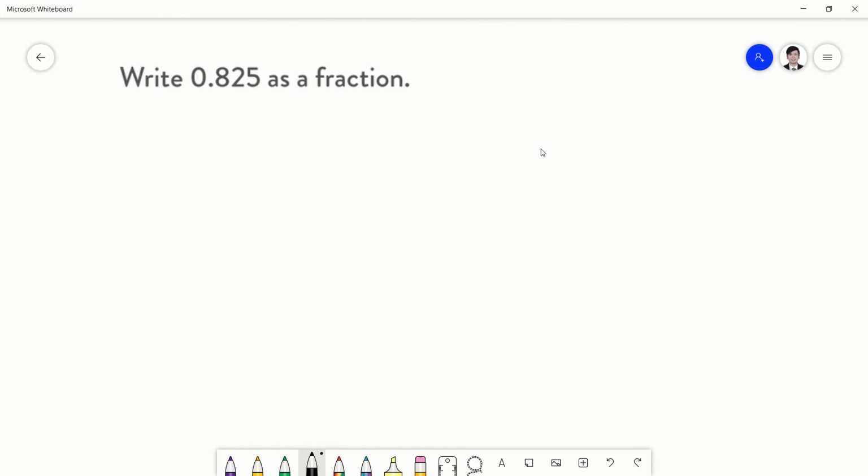Another example. Write 0.825 as a fraction. And take note, the 5 now is in the thousandths place. That means 0.825 is equal to something over 1,000, and you just put 825 on top.